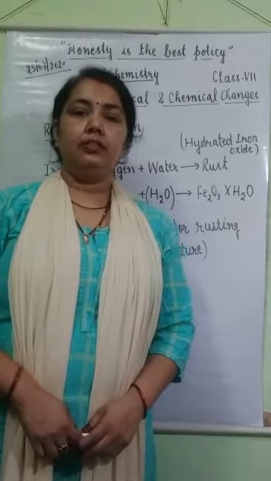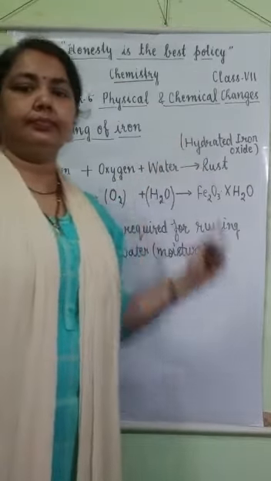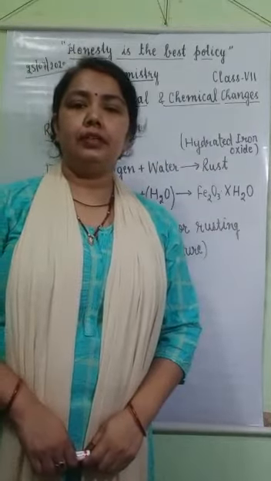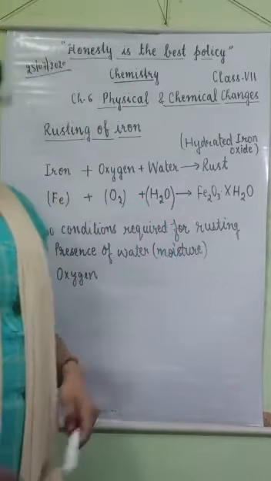So let's continue our chapter, Physical and Chemical Changes. In this chapter today we will discuss the rusting of iron.